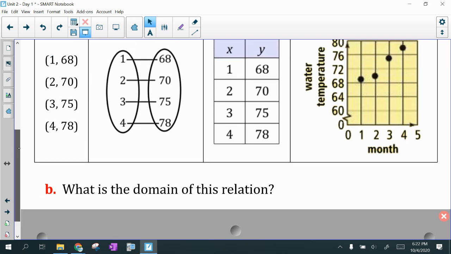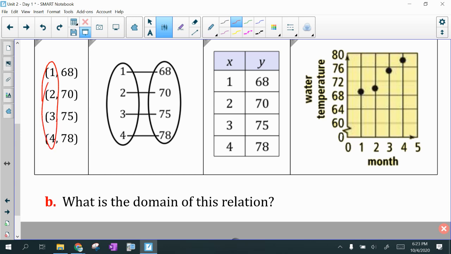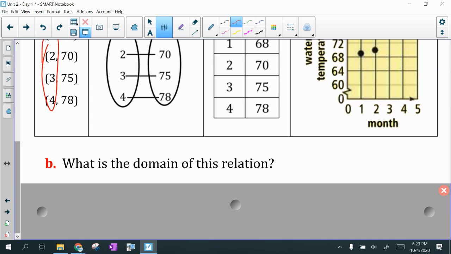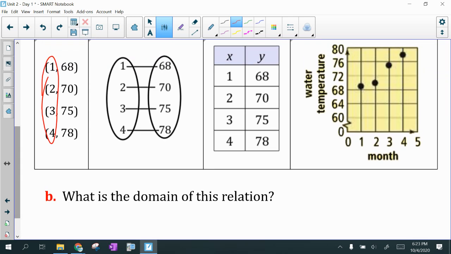Okay, so given the situation here, what would my domain be? Well, I'm truly hoping that people are just instantly saying, well, that's really not hard. It's going to be 1, 2, 3, 4. Should be easy to come up with. Well, how about if I ask you to find the range? Once again, I am truly hoping that people are able to very quickly say that's going to be 68, 70, 75, and 78. Now, as a general rule, you're going to find that often we're going to put things in order when we are listing domain and range.